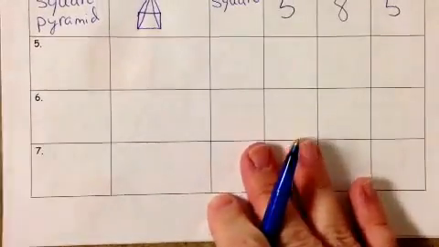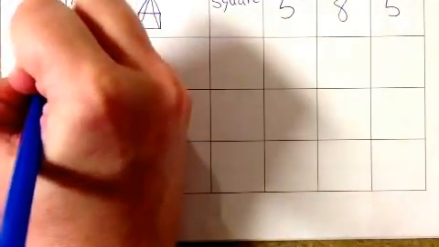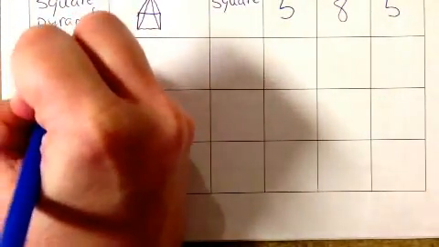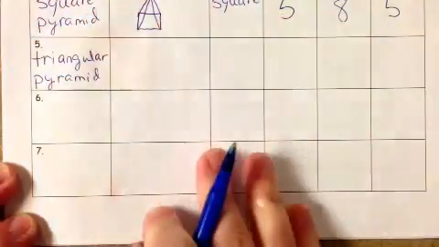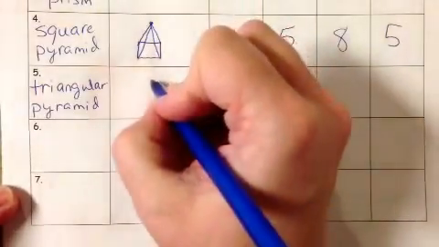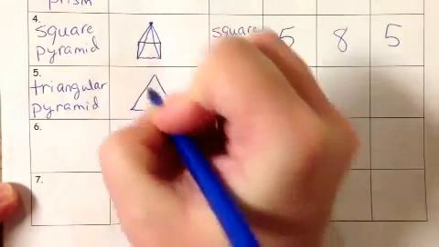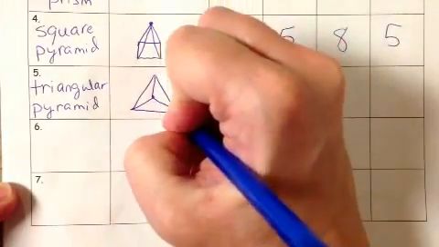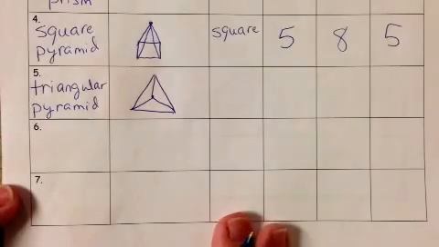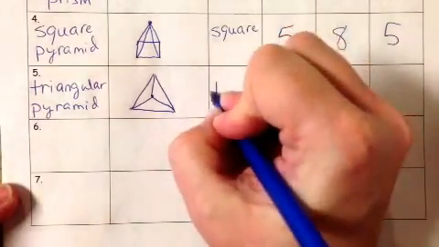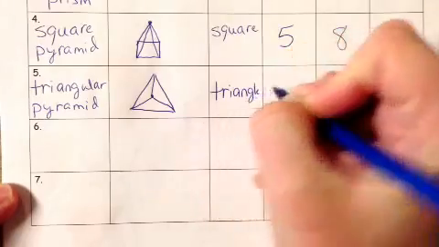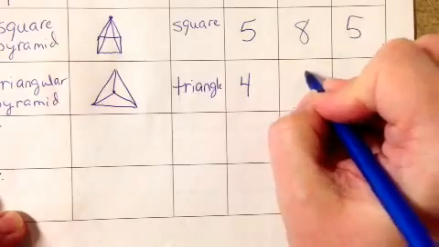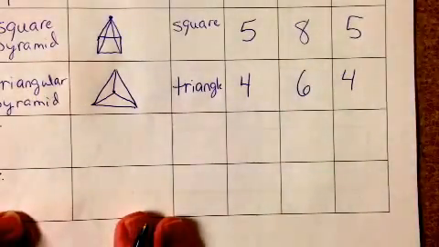So shape number 5 is your triangular pyramid. It's named by its triangle base. And to draw it, I basically draw a big triangle and I put a dot in the middle and I just connect to that dot, and that gives me my triangular pyramid. Its base is the triangle. And it has 4 faces, 6 edges, and 4 vertices.